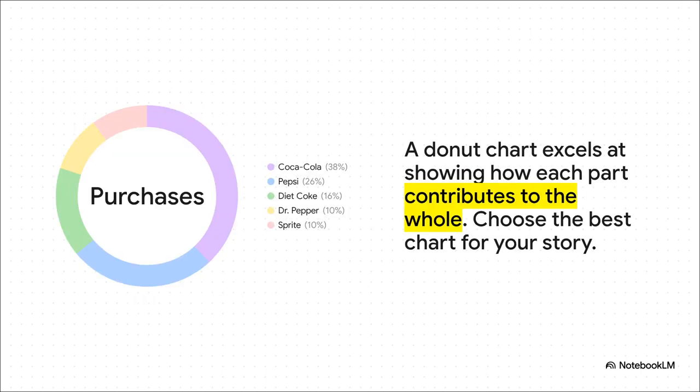Here's another classic tool, the donut chart, which is basically a cousin of the pie chart. So while the bar chart is amazing for comparing the individual counts, the donut chart is fantastic at showing you how each part contributes to the whole. You can instantly see that Coca-Cola takes up the biggest chunk of the market. The main takeaway here is you've got to choose the chart that tells the story you're trying to highlight.